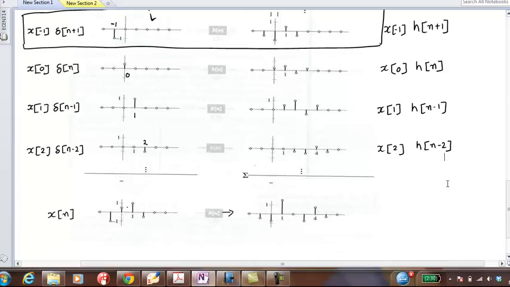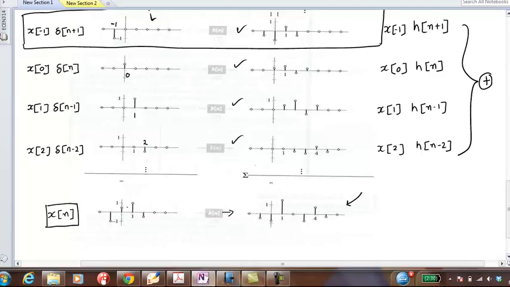And now because my system is linear, the overall output corresponding to an input of x of n is going to be the sum of all these outputs. We have to add all these things together, and that gives us exactly this. You may want to pause the video here for a minute and make sure that you actually get this. Add these 4 signals and see that you get this.